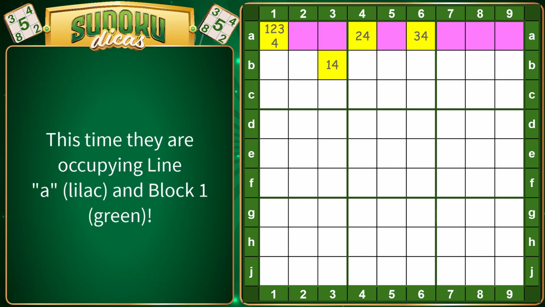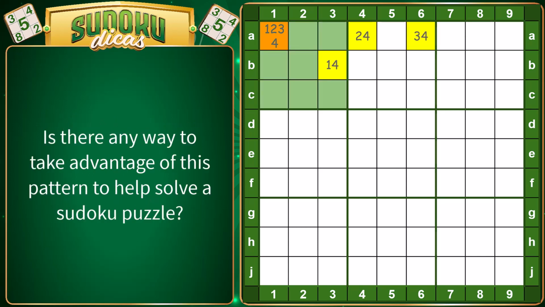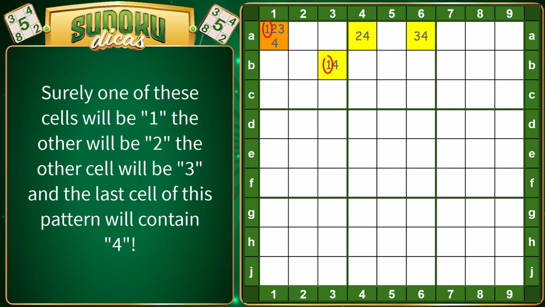This time they are occupying line A, lilac, and block 1, green. So they occupy 2 units, line A, lilac, block 1, green. Is there any way to take advantage of this pattern to help solve a Sudoku puzzle? Surely one of these cells will be 1, the other will be 2, the other cell will be 3, and the last cell of this pattern will contain 4.